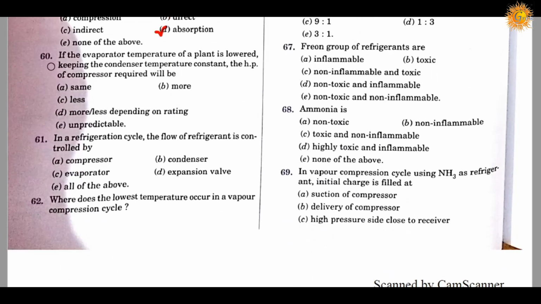Question number 60. If the evaporator temperature of a plant is lowered, keeping the condenser temperature constant, the horsepower of compressor required will be: option A, same; option B, more; option C, less; option D, more or less depending on rating; option E, unpredictable. Correct answer is B, it will be more.